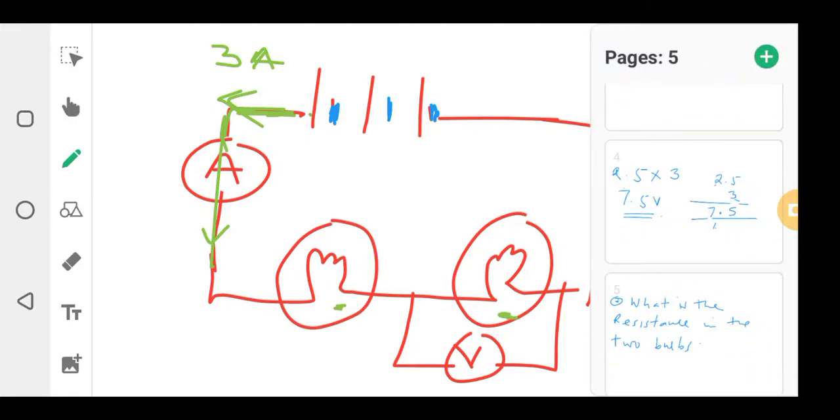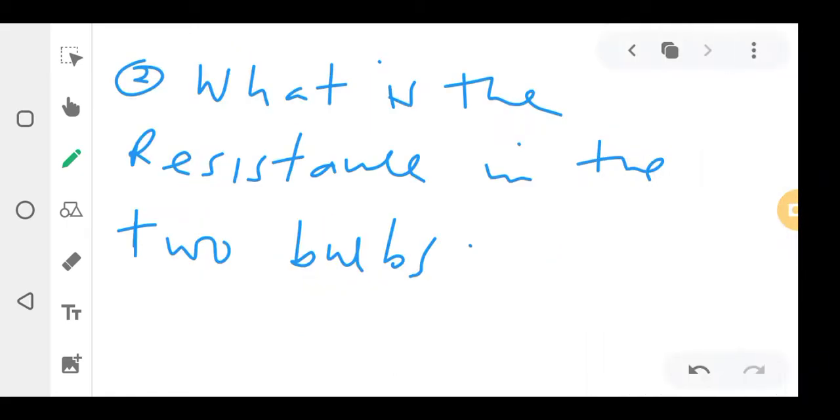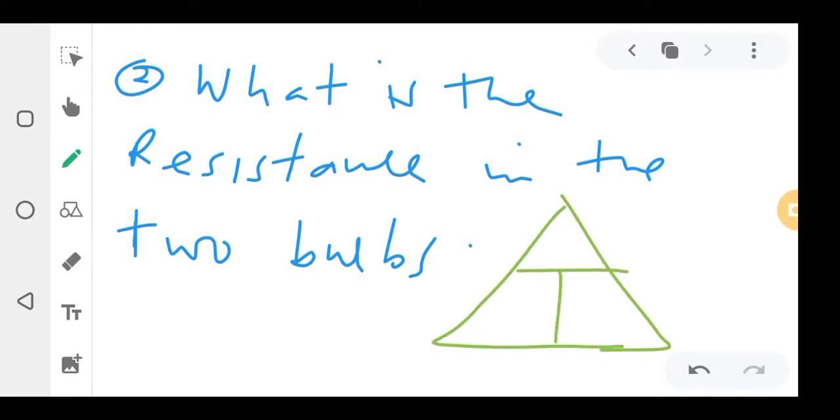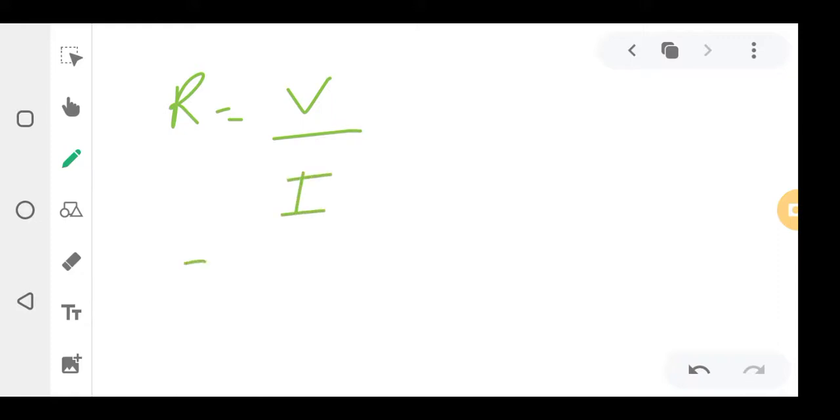So the second question that we are doing is what is the resistance in the circuit? There is this triangle that you use. The formula for resistance is equal to voltage over current. So we use that formula. Resistance is equal to voltage over current. Which voltage are you using?